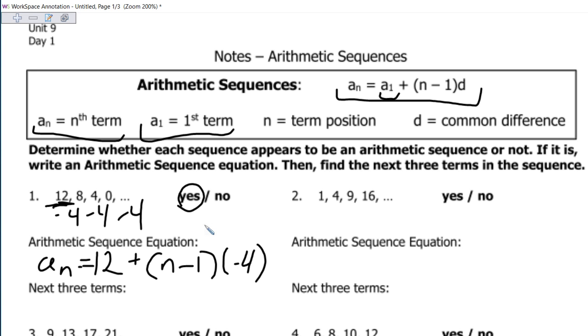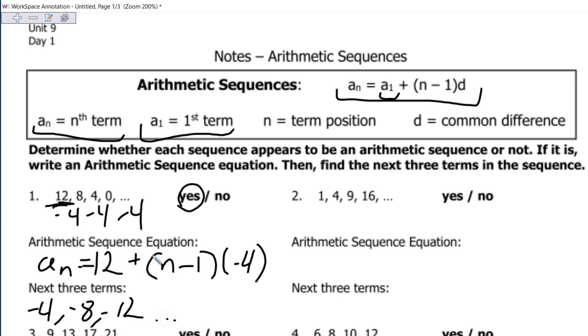All right, and then it's asking for the next three terms. So all we have to do is just subtract 4 from 0. That'll give us the next one of negative 4. Minus 4 from that is going to be negative 8. And then negative 12, and so on and so forth.